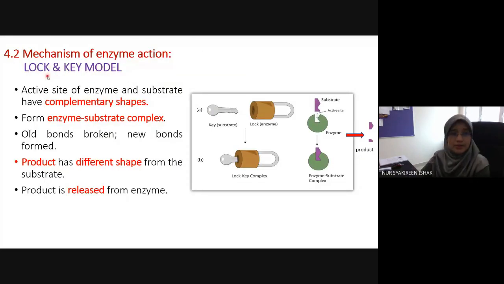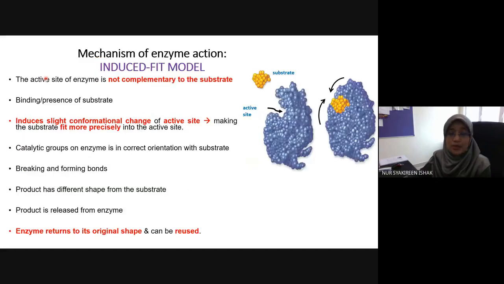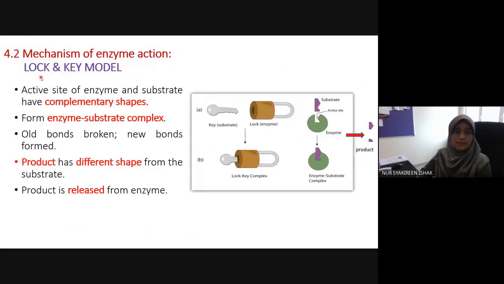So 4.2 is the mechanism of enzyme action. We have two hypotheses or two models for this subtopic: the lock and key model, and the induced fit model. So what is the lock and key model? It says here that the active site of the enzyme and the substrate have complementary shapes. The term lock and key is just an analogy to show you how the enzyme works.